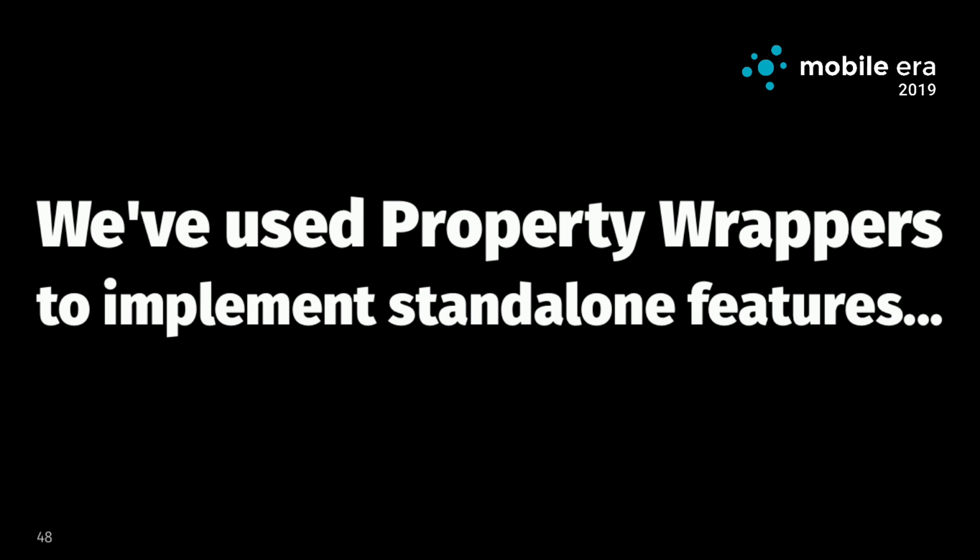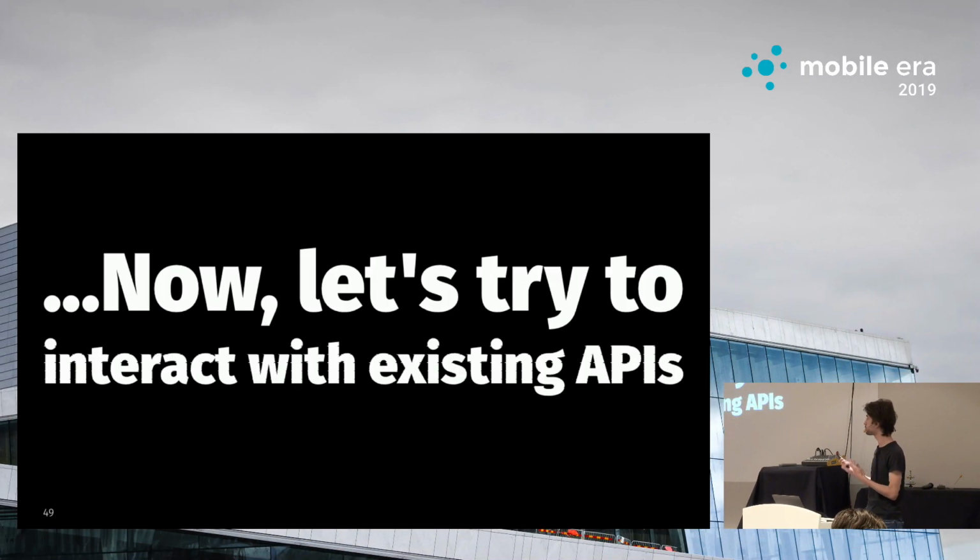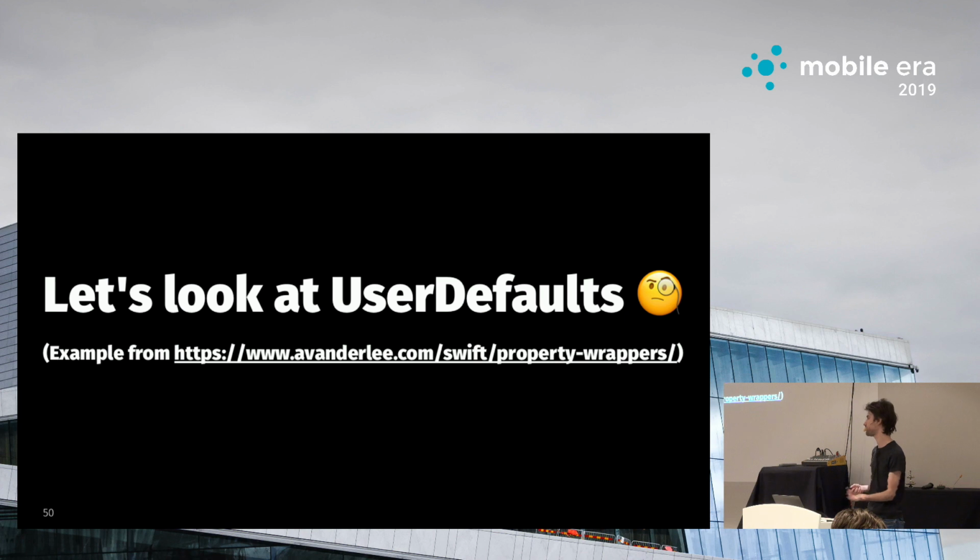So until now, we've used property wrappers, we could say, in a standalone way, because the property wrapper was holding all the data that it was managing, that it was interacting with. But now what I want to show you is that we can also use property wrappers to interact with APIs. And to give you a nice and actionable example, we're going to have a look at an API that most iOS developers are familiar with.